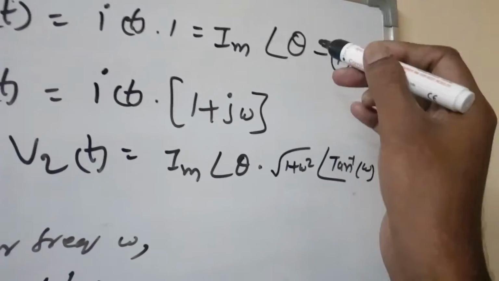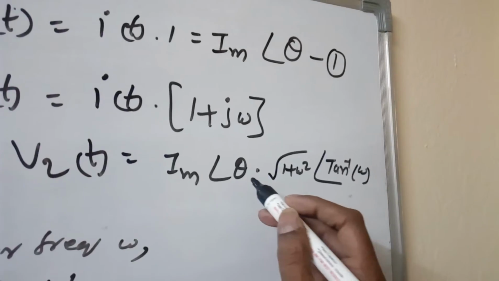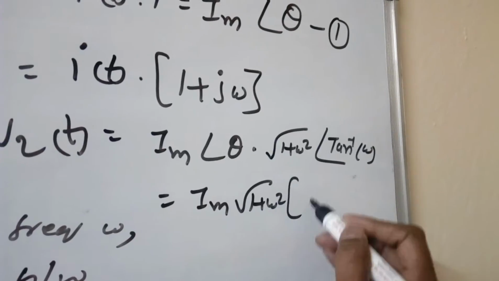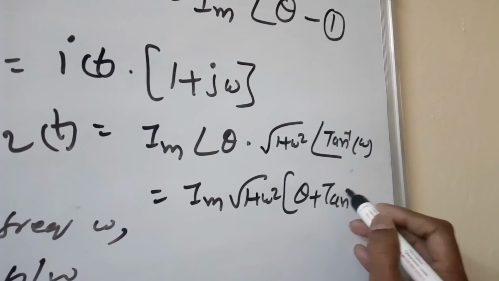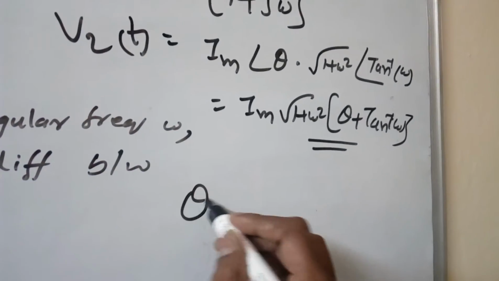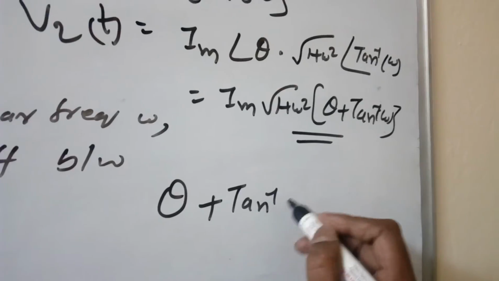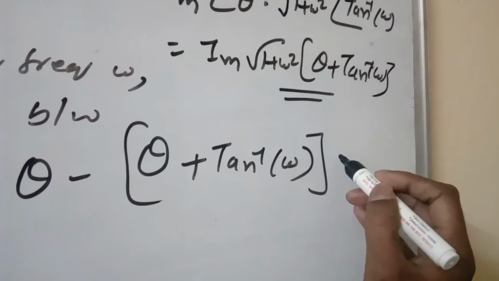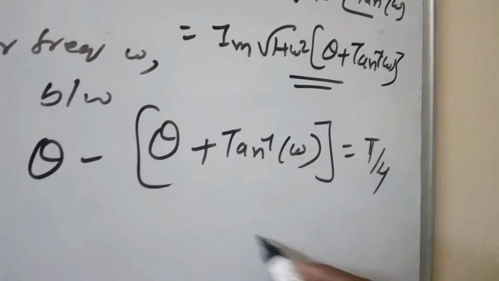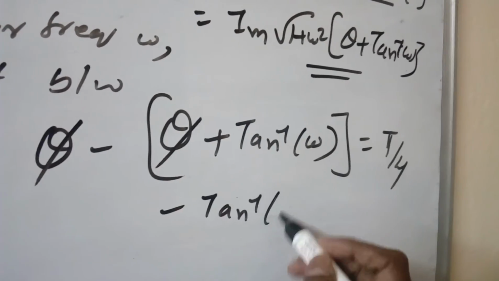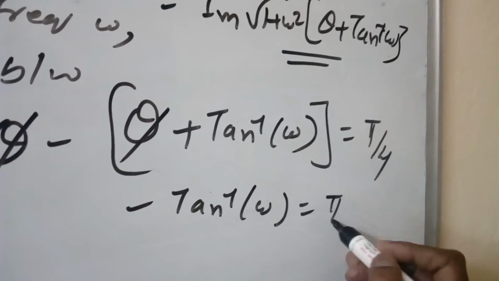Now what is the phase difference between these two? I can write V2 as Im square root of 1 plus omega square, angle theta plus tan inverse omega. Now what is the phase difference? V1 is angle theta, so the phase difference is theta minus theta plus tan inverse omega, which should be pi by 4, right? So this will become minus tan inverse omega is equal to pi by 4.